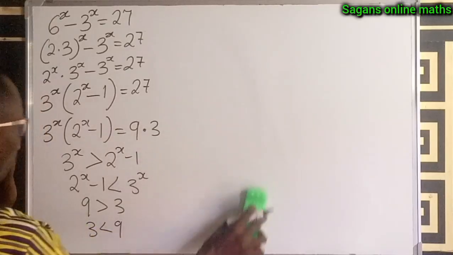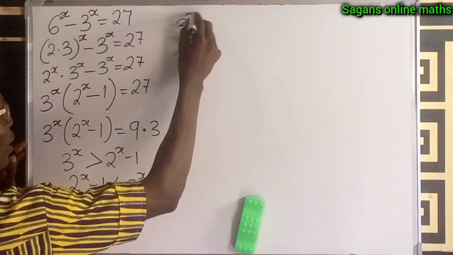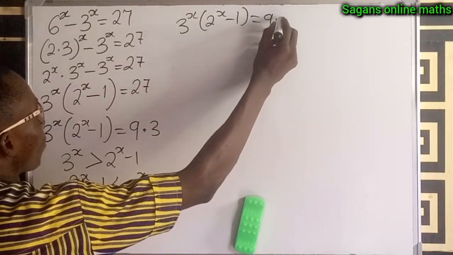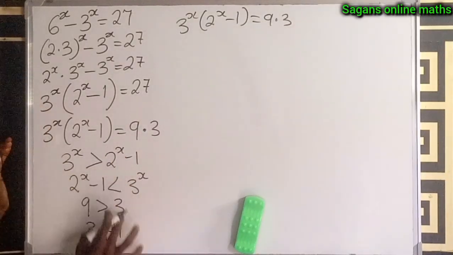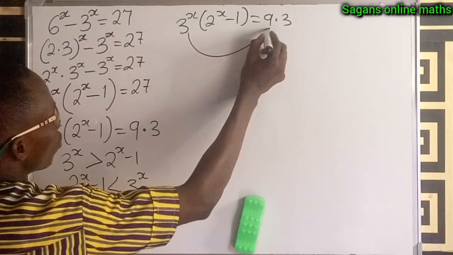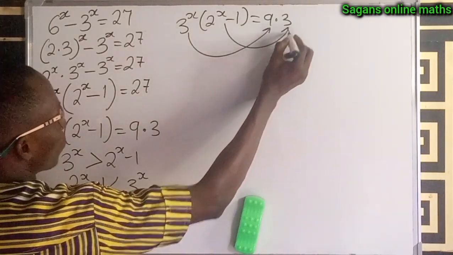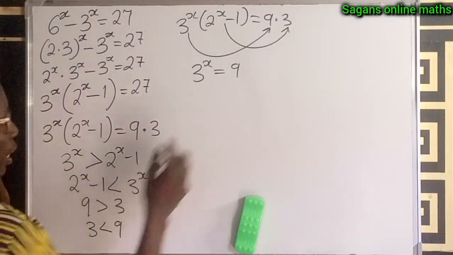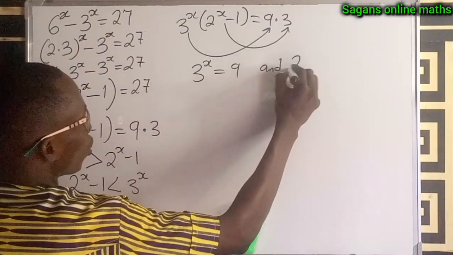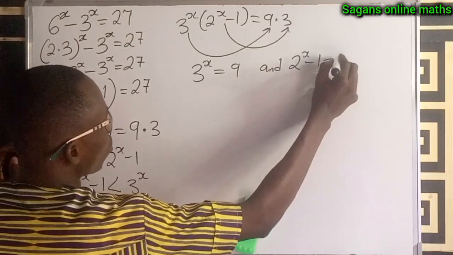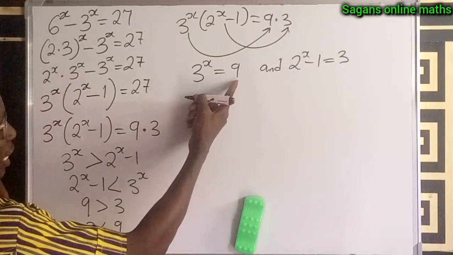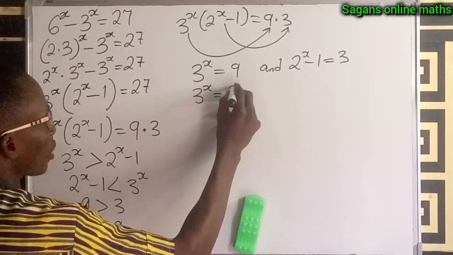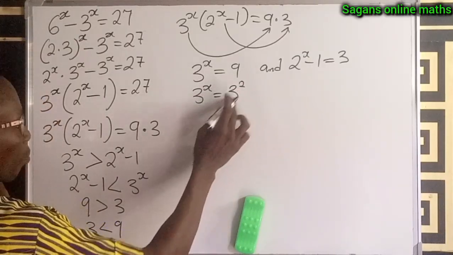Now looking at this, we can do something very interesting. Now look at what you are going to do. This is 3 to the power of x into 2 to the power of x minus 1 equals 9 multiplied by 3. Since we are agreed on this, we can equate this to 9 and also equate this to 3. It means that 3 to the power of x equals 9, and 2 to the power of x minus 1 equals 3. Now, if we put 9 in index form, we have 3 to the power of 2. So that means 3 to the power of x equals 3 to the power of 2, and 3 to the power of 2 is 9.